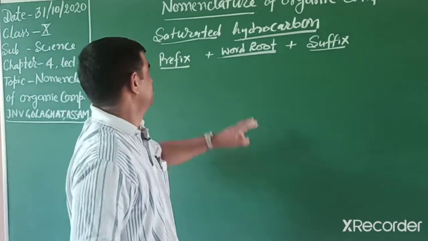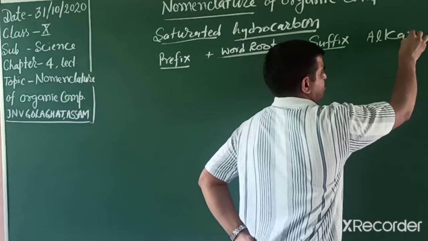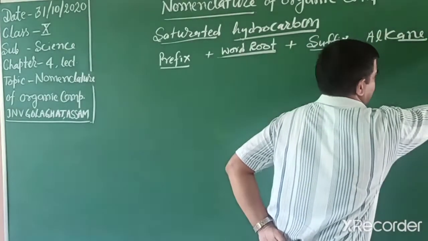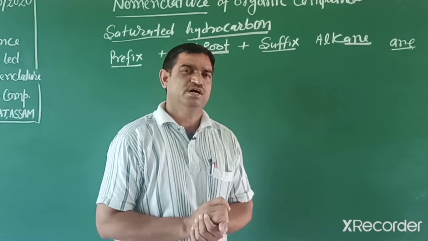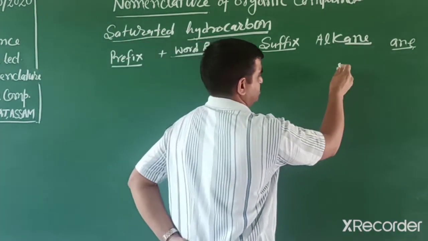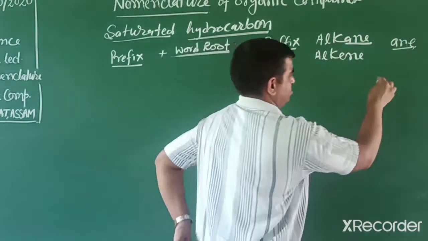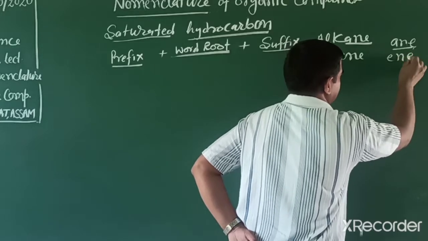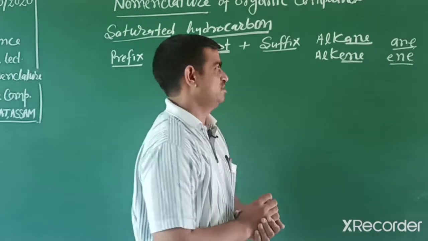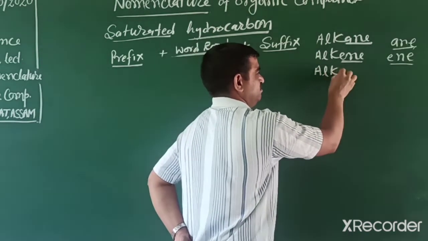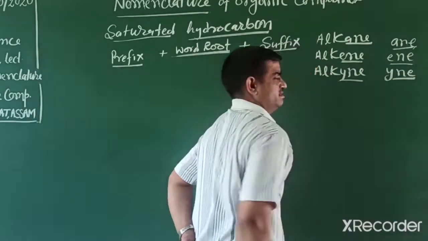In the suffix, if there is only a single bond, as in an alkane, we write ane as a suffix. If there is a double or triple bond, meaning an unsaturated hydrocarbon, then we write a different suffix. In an alkene, meaning at least one double bond, we write the suffix ene. If there is a triple bond between carbon and carbon, that is an alkyne, then we write the suffix yne, Y-N-E.